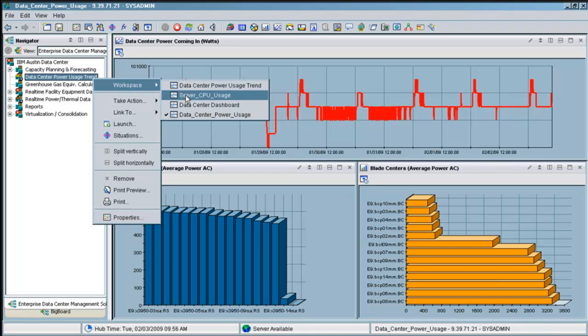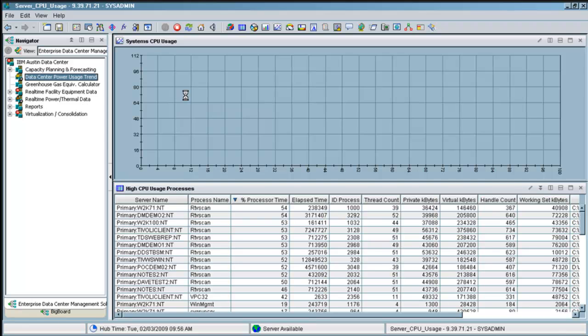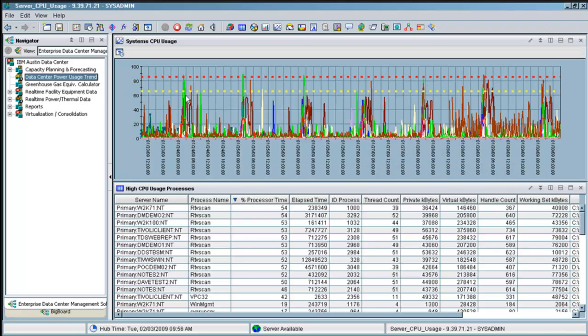The team then pulled up the process chart for the servers and were able to determine that the cause of these CPU and energy spikes, to their surprise, was a routine antivirus scan.